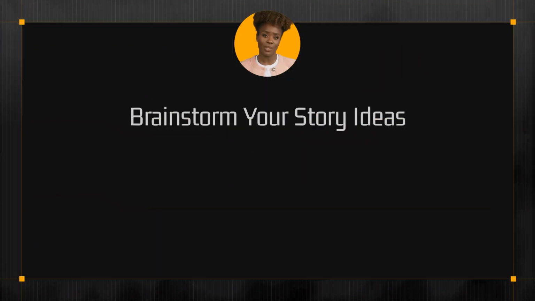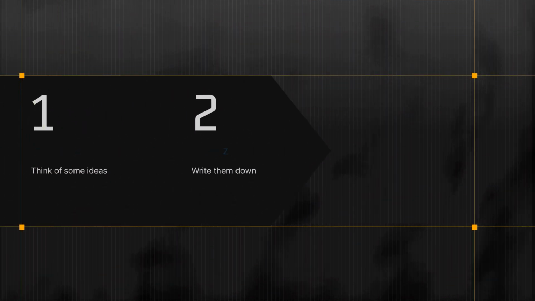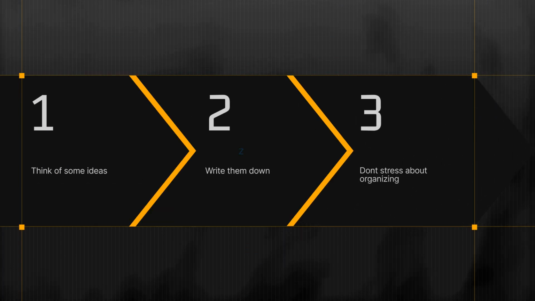Step 1. Brainstorming ideas. Before outlining, brainstorm your story ideas. Think about characters, setting, and the main conflict. Example exercise. Spend 10 minutes writing down as many ideas as you can. Don't worry about organizing them yet. Just get your thoughts on paper.